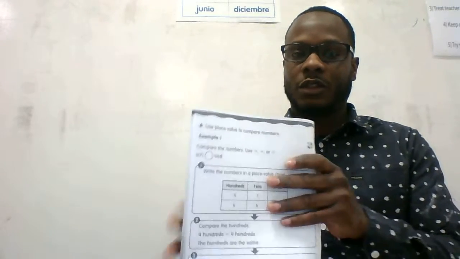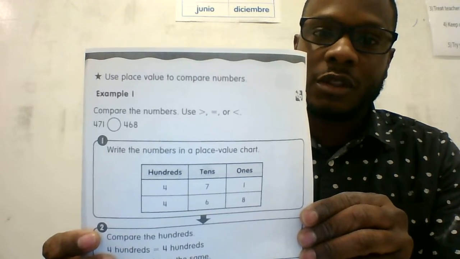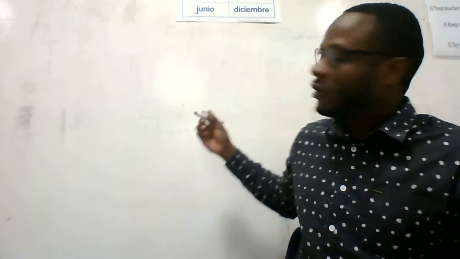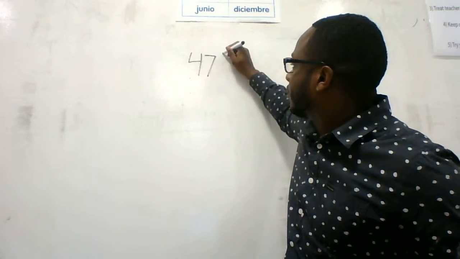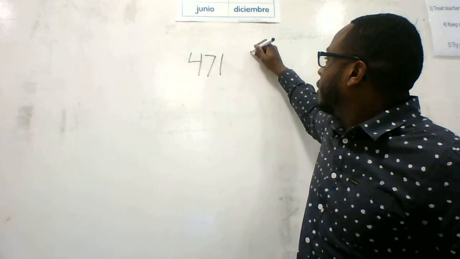Now on page 75, which looks like this in your workbook, is use place values to compare numbers. Example 1, we're going to do exactly that. We're going to use place values to compare two numbers. So we start off by writing the two numbers on the board. It's 471, and the other number is 468.